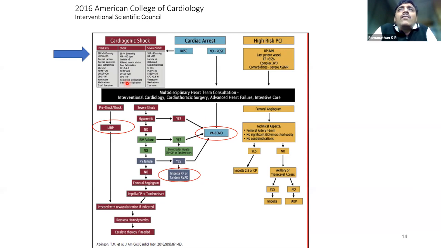And even though it's a busy slide, this particular algorithm also underlined the importance of how you manage each stage of this shock, the importance of some of the mechanical cardiac support devices and the timing at which you use them. So all these things were quite highlighted in this particular version of the algorithm.